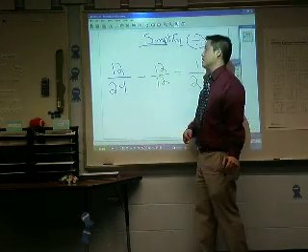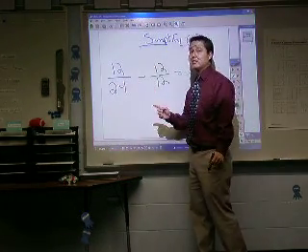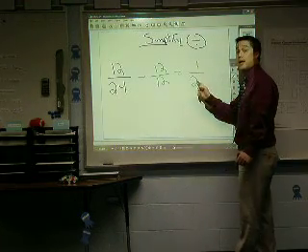I just found that if I want to simplify 12/24 to get it into its smallest form, it would be the same thing as 1/2.